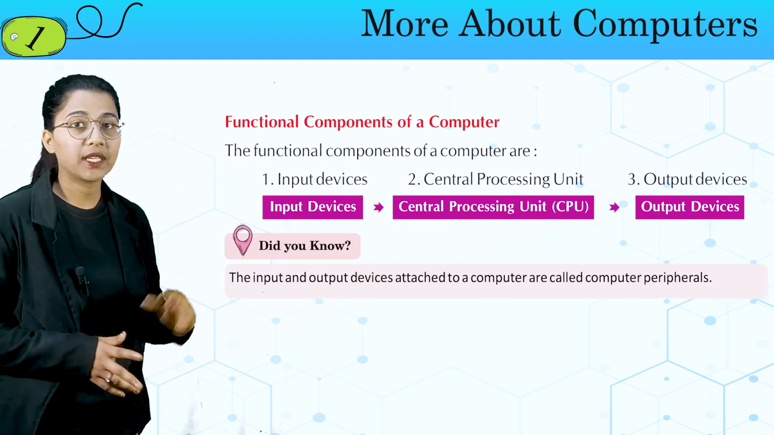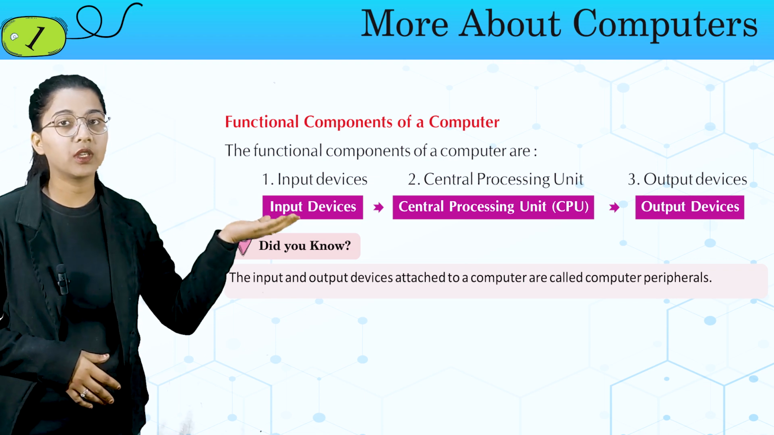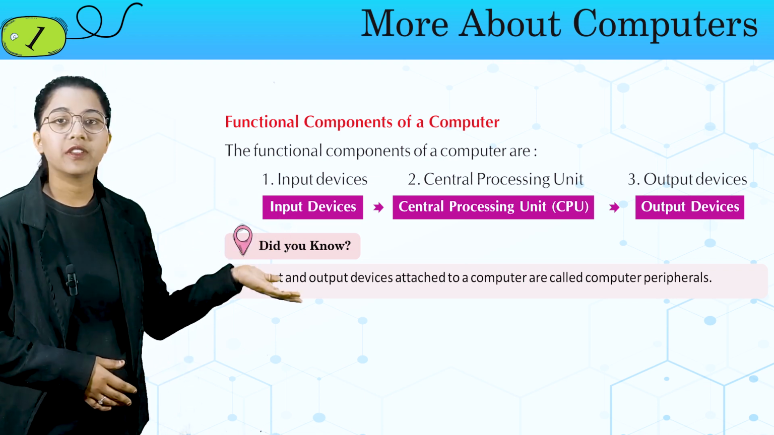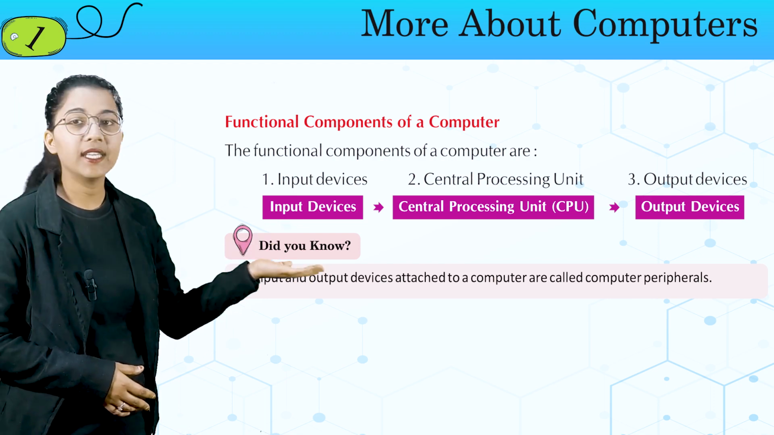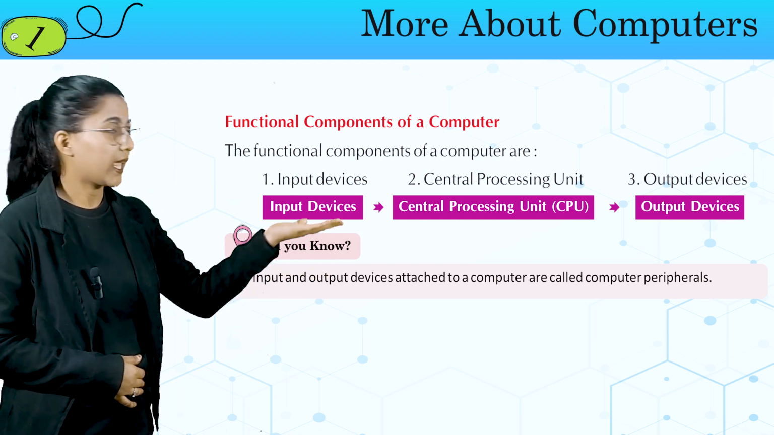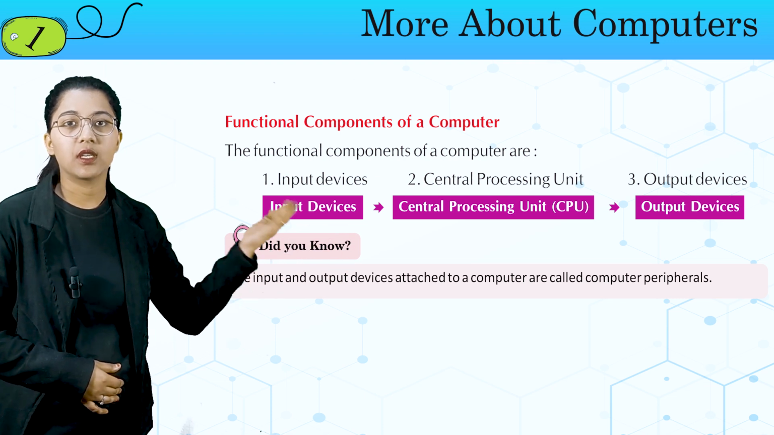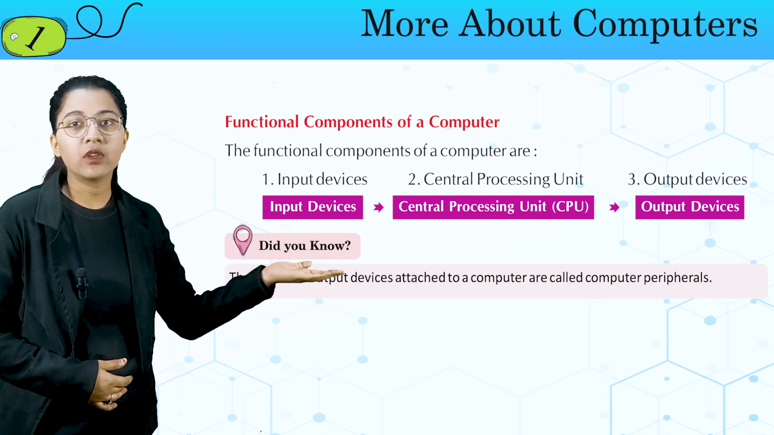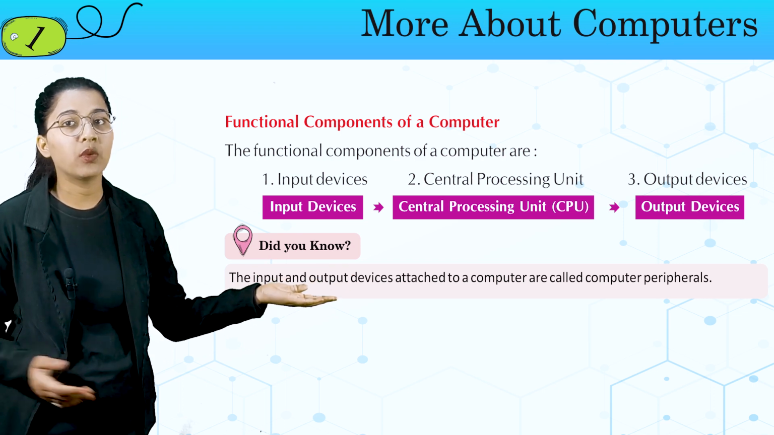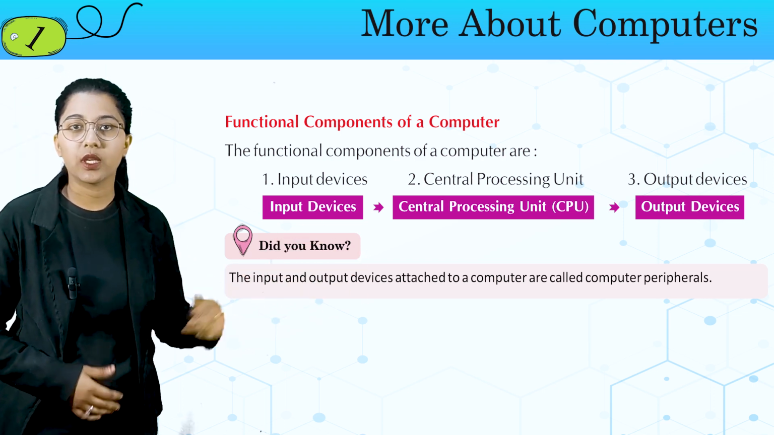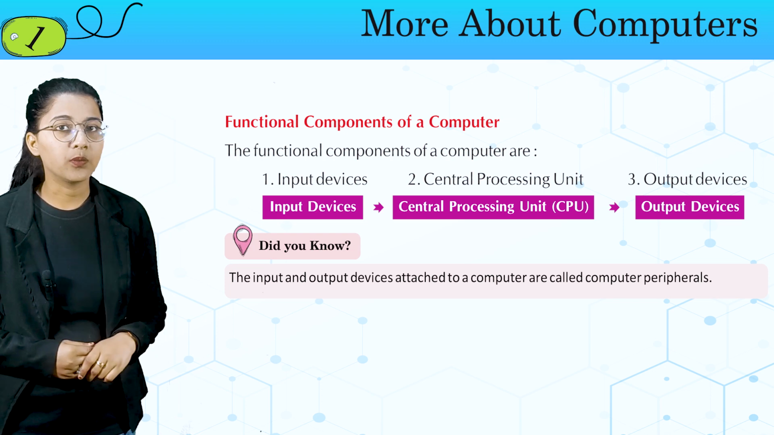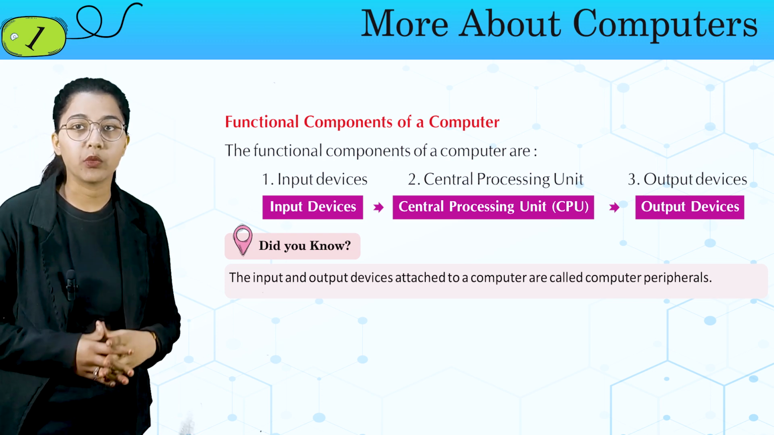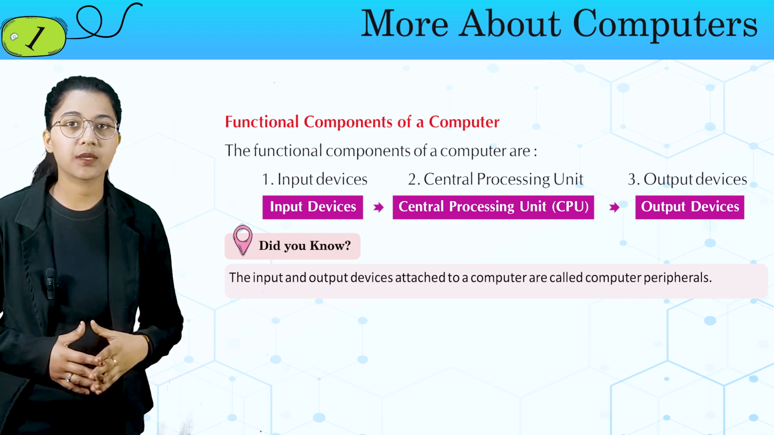Now our next topic is functional components of a computer. The functional components of a computer are first input devices, second central processing unit, and third output devices. So first we use our input device, then central processing unit, that is CPU, and then we have our output. Now students, did you know the input and output devices attached to a computer are called computer peripherals.